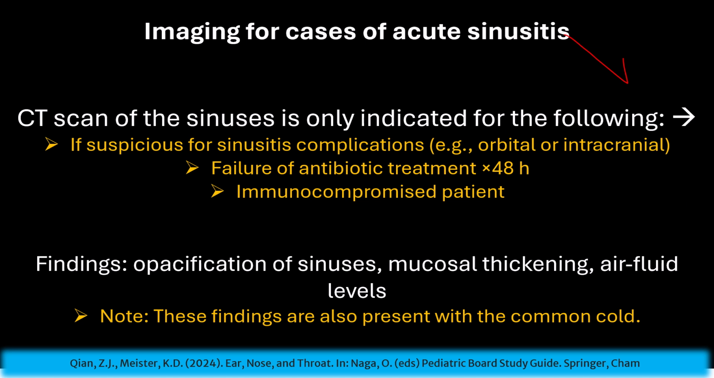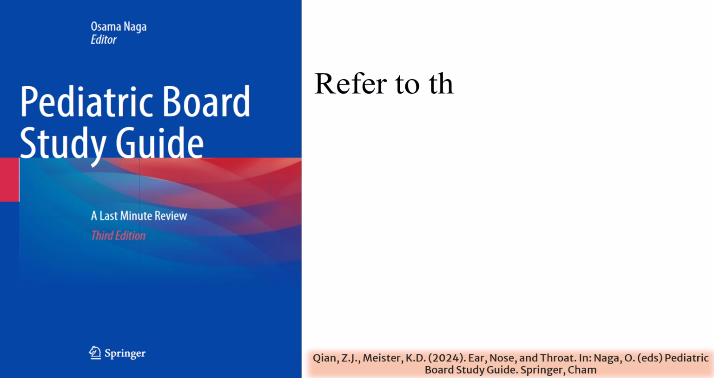Remember, the diagnosis of acute sinusitis is a clinical diagnosis, and imaging studies are not required in most cases in pediatrics. CT scan of the sinuses is only indicated for the following: if suspicious for sinusitis complications, for example, orbital cellulitis or intracranial abscess, failure of antibiotic treatment, immune compromised patient. Findings on CT scan: opacification of sinuses, mucosal thickening, air fluid levels. So CT scan cannot differentiate between viral and bacterial infection because these findings are also present with common cold. This is the end. Thank you.